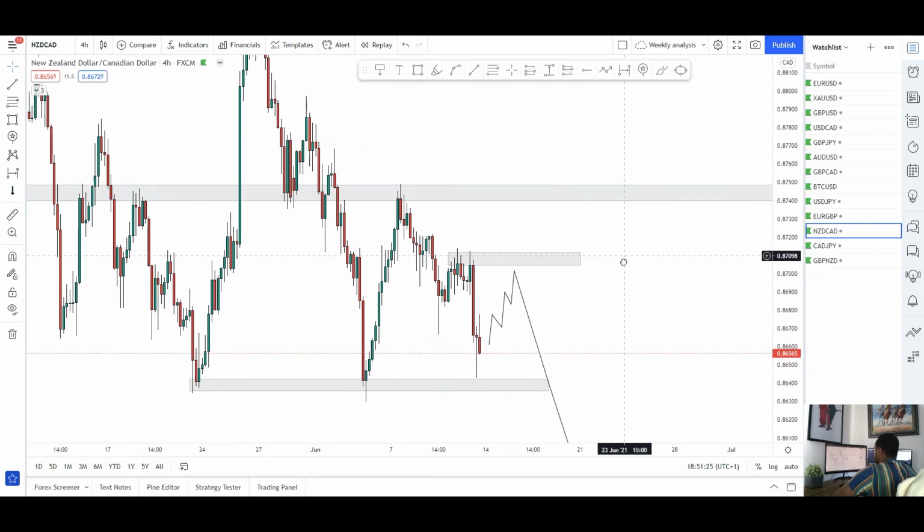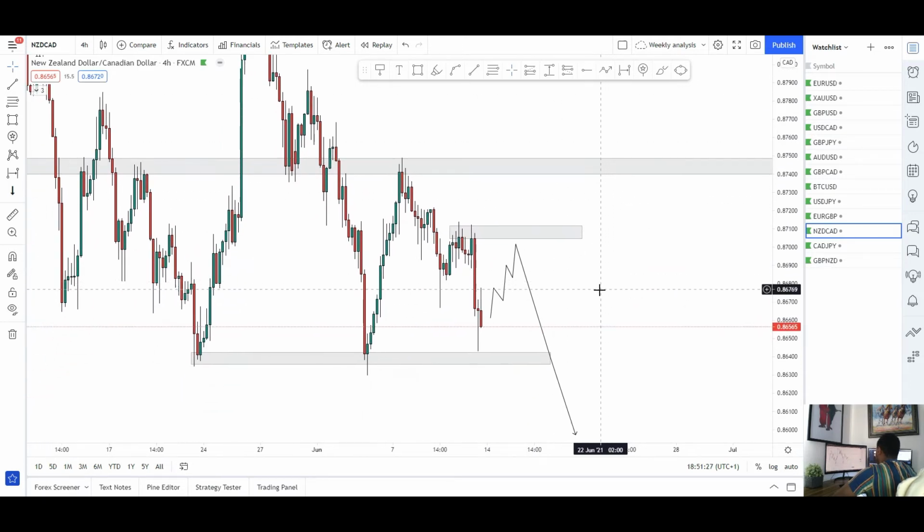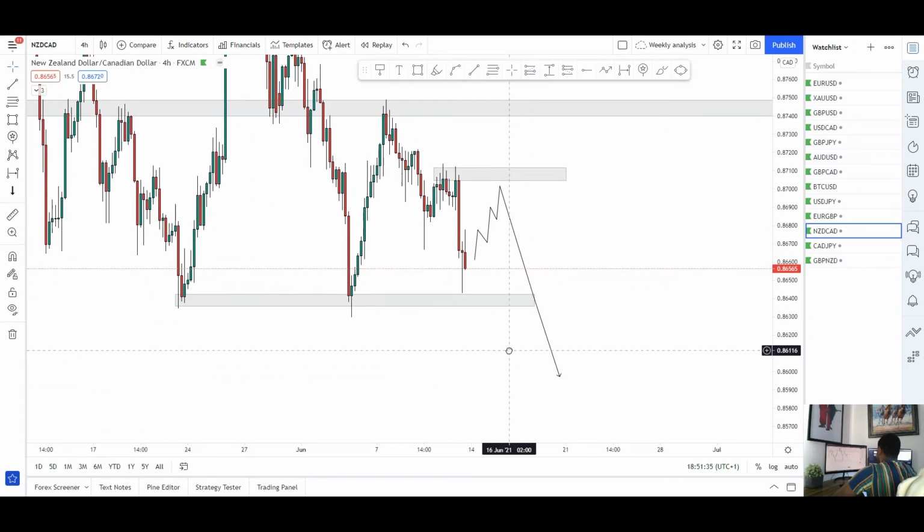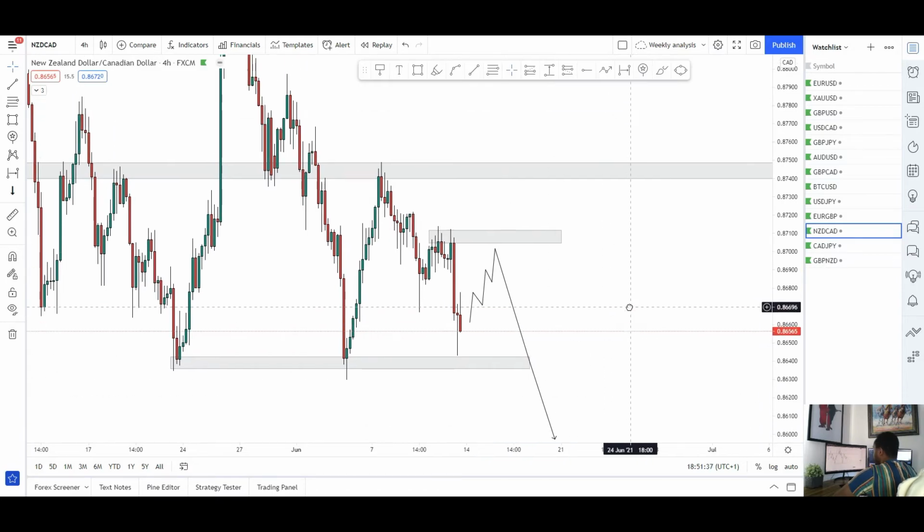Now I think I'll change my bias to buys again and see if we can take that higher, but as of now the market is looking very, very bearish. I'm just going to see if we can take more advantage of that. So targets will be this low here, and then we'll be looking at 0.86 on the dot.